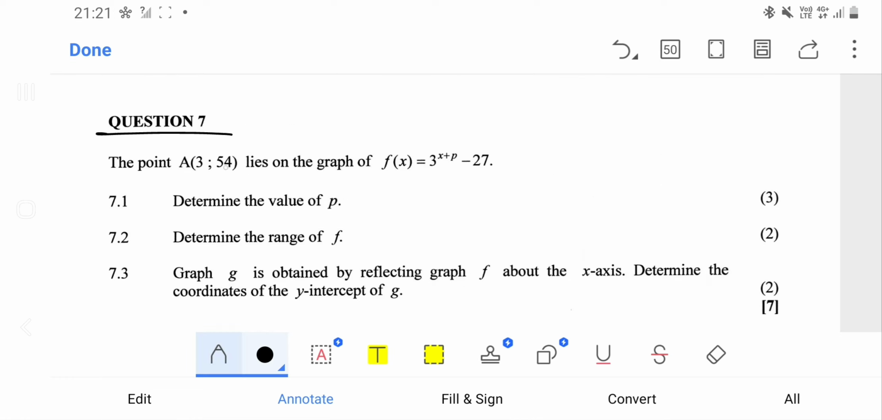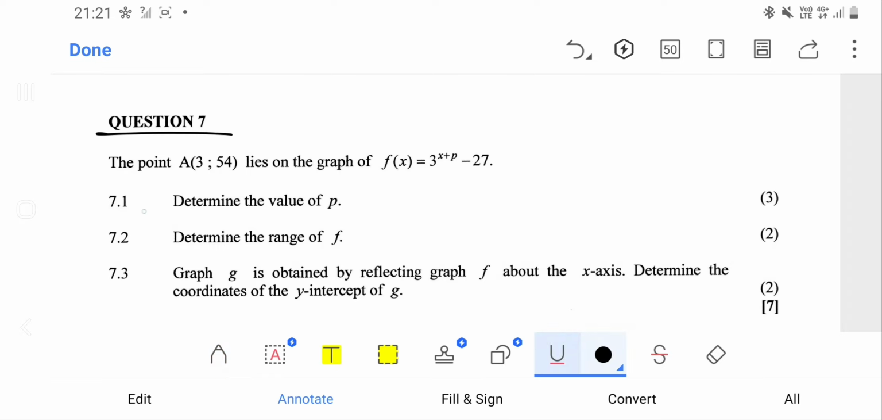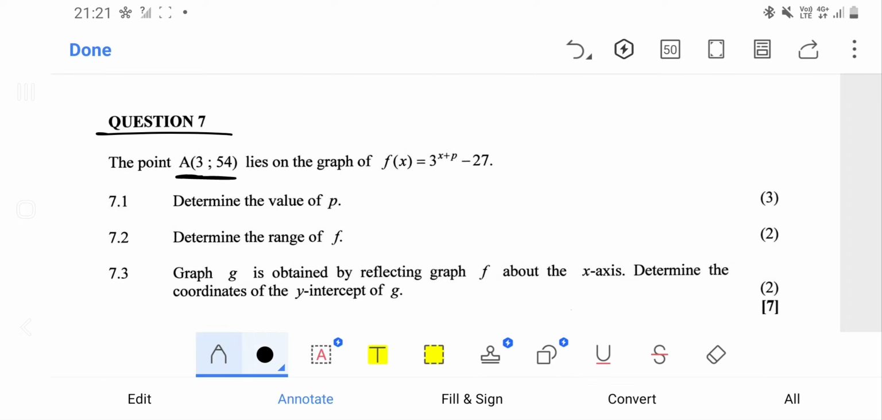Question 7, the point A lies on the graph of f of x is equal to 3 to the power of x plus p, minus 27. The minute the independent variable, which is x, is your exponent, it means we are dealing with an exponential function. We are given a point on f, with coordinates as follows: 3 pairs with 54. So 7.1, determine the value of p.